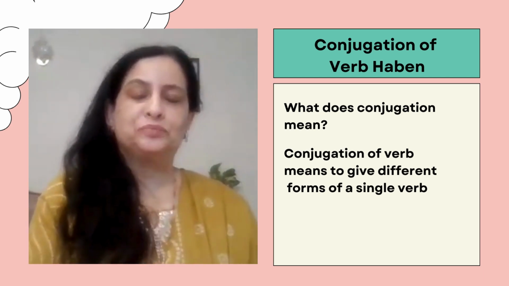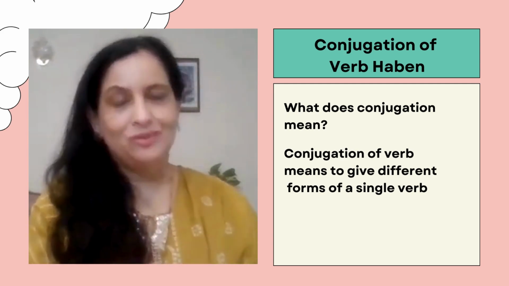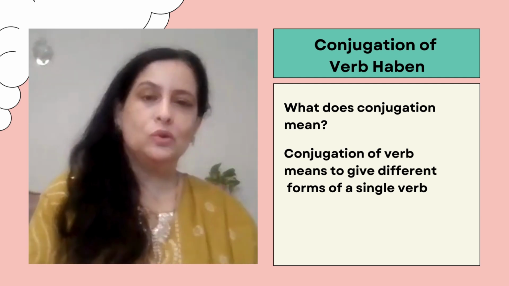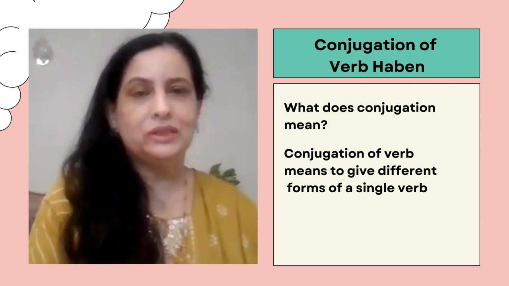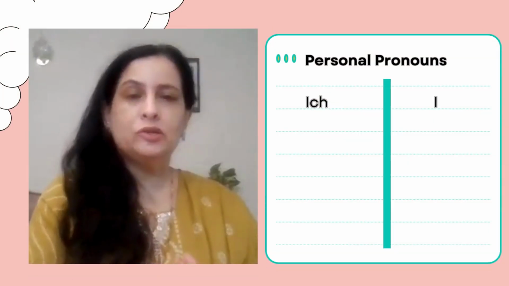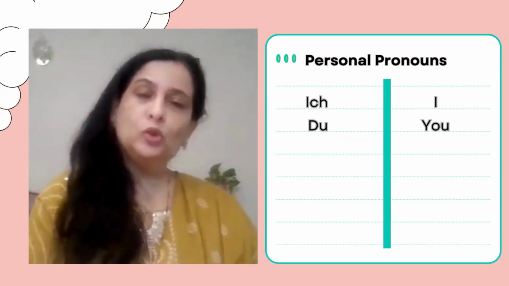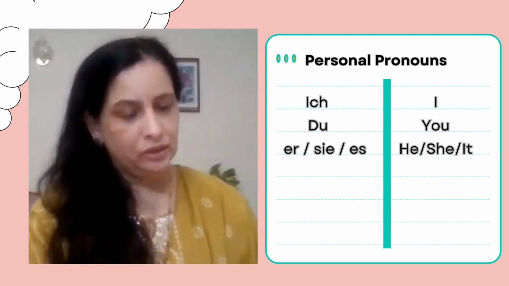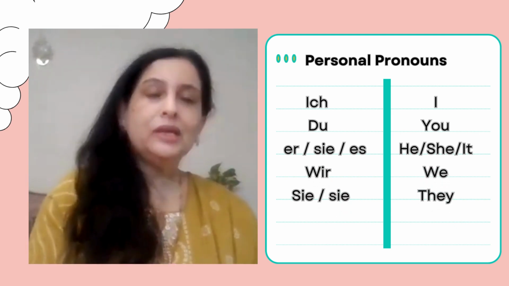So there is actually a separate short on my channel called personal pronouns. You can go through it. There I have explained in detail. Here just briefly I will tell you. Now ich meaning I. Then du is you. Then er, sie, es meaning he, she, it. Wir is we.